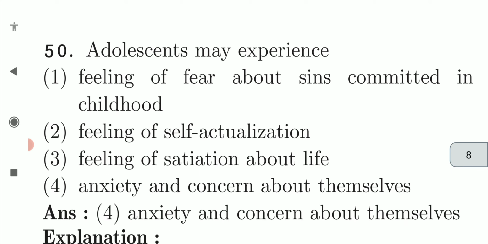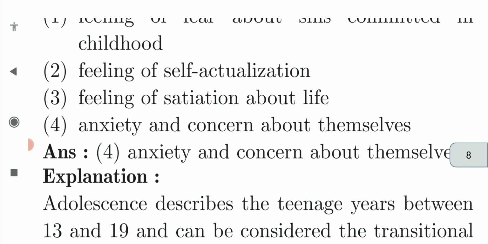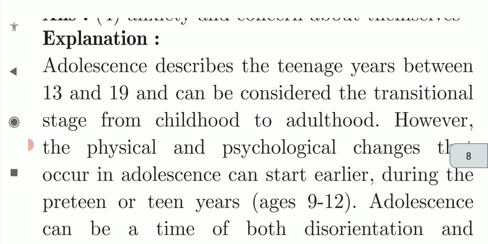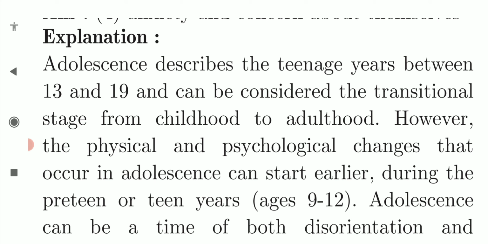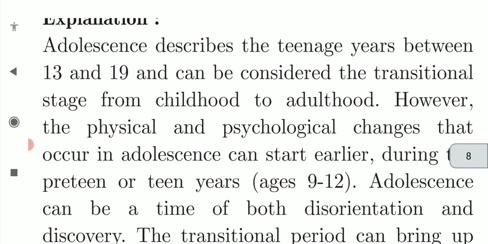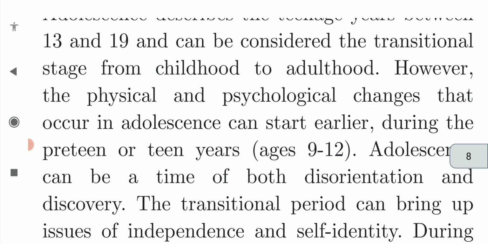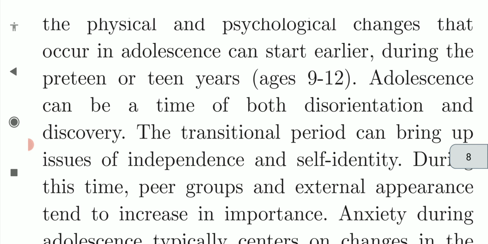Understood? Adolescents may experience anxiety and concern about themselves. It's obvious, right? In the adolescence period, what they used to think is anxiety and concern about themselves. Adolescence describes the teenage years between 13 and 19 and can be considered a transition stage from childhood to adulthood. However, the physical and psychological changes that occur in adulthood can start earlier, during the preteen or teen years. Adolescence can be a time of both disorientation and discovery.